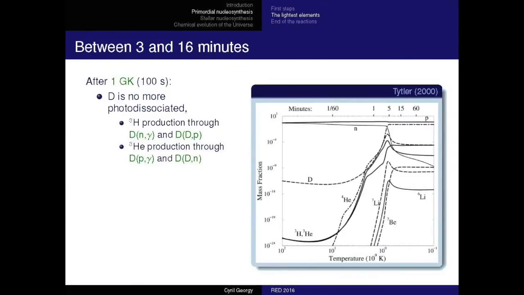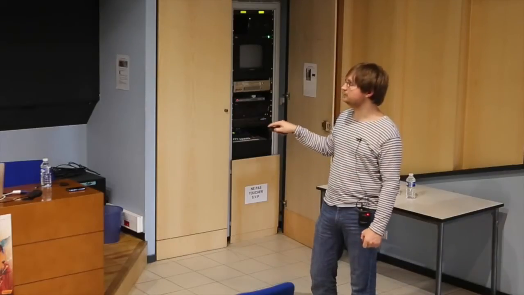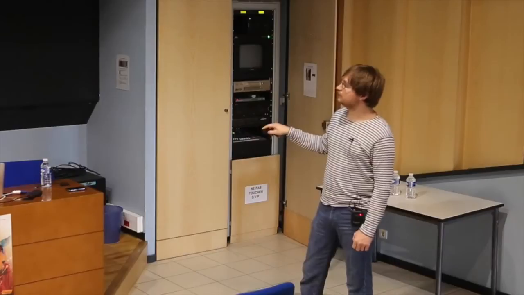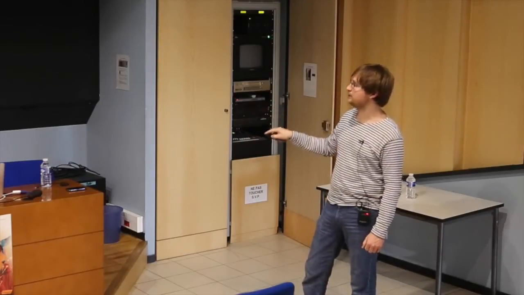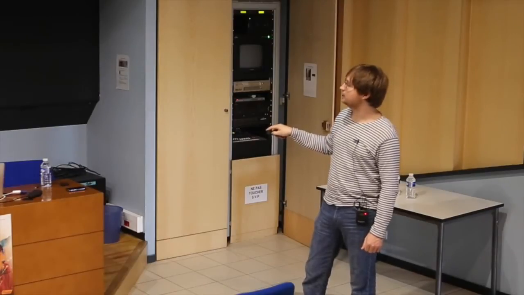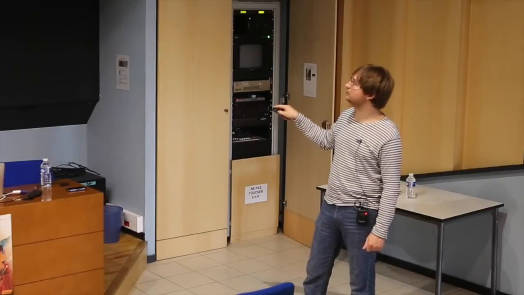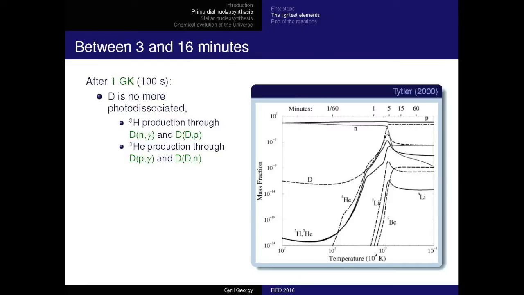Either you add protons to a nucleus of deuterium, or you make 2 deuterium interact and emit a neutron to produce your helium-3. So the ratio of these different elements is set by the temperature. This is illustrated here in this plot, where you have the mass fraction of the different elements as a function of temperature here, expressed in billion Kelvin, or time here, where you have 1 minute here, 1 second here, and then 5 minutes, 15 minutes, and 1 hour, and so on.